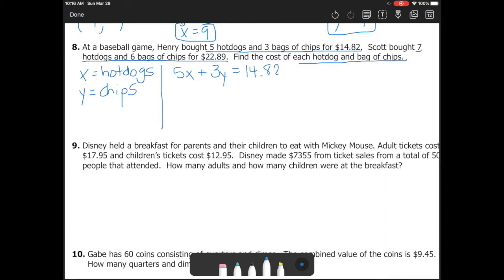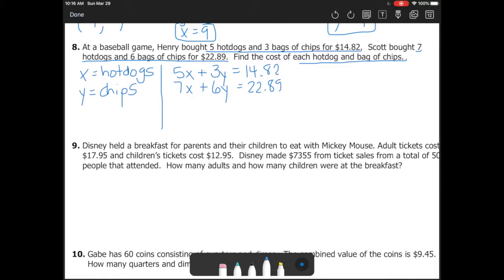All right, for Scott, 7 hot dogs and 6 bags of chips was $22.89. Find the cost of each hot dog and bag of chips. So substitution or elimination? I tell you what, guys, when I see a problem like this where x and y don't have a coefficient of 1, I'm going to try elimination whenever I can. The 5 and the 7 would not make things easy because I'd have to multiply both to get 35. But the 3y and the 6y does make things easy because I can turn a 3y into a 6y just by multiplying by 2.